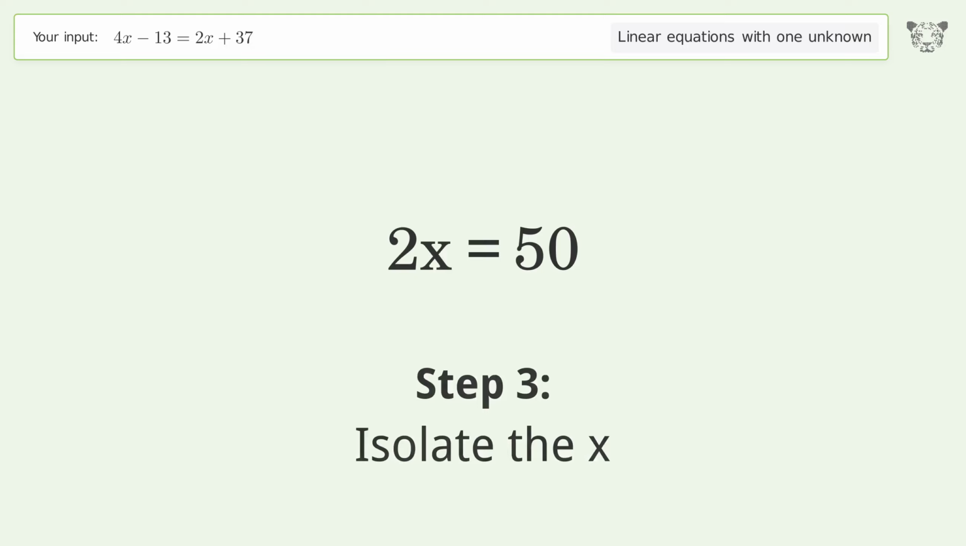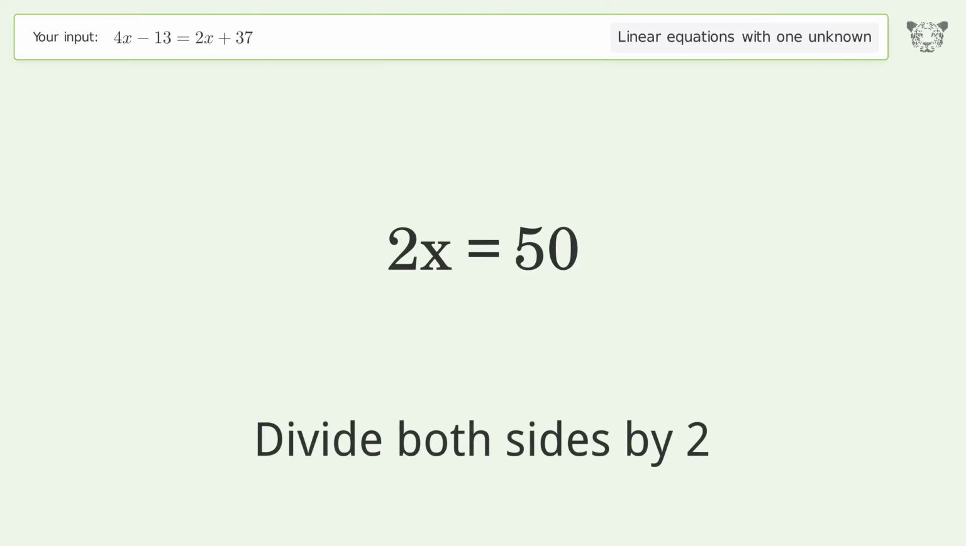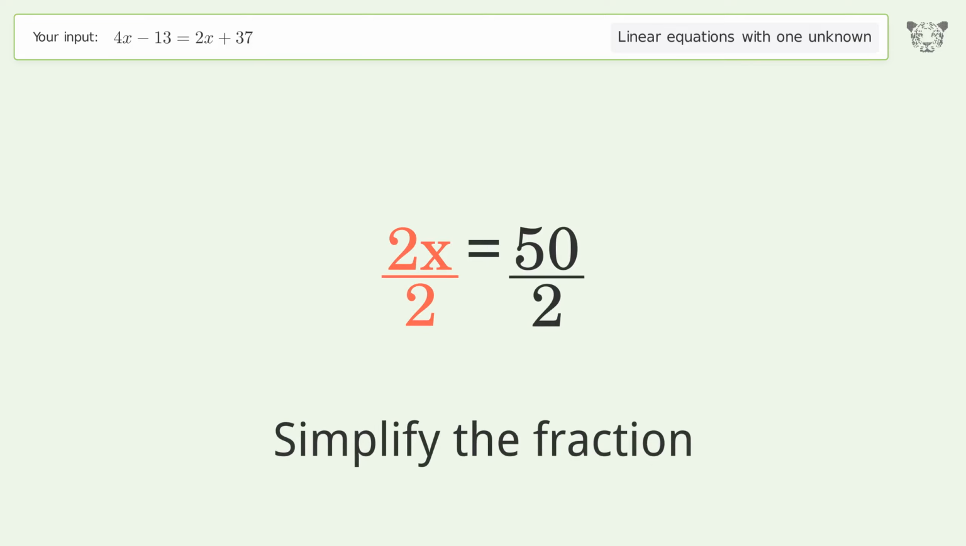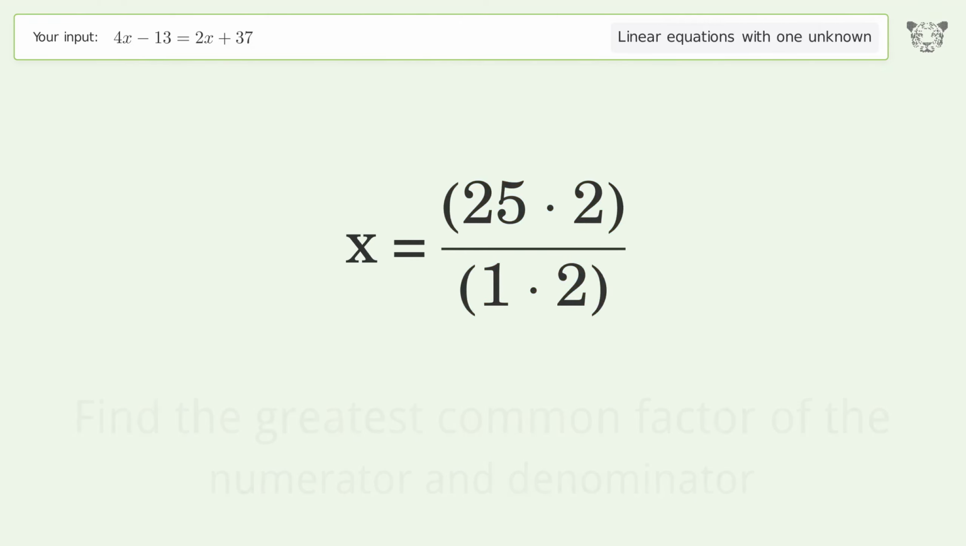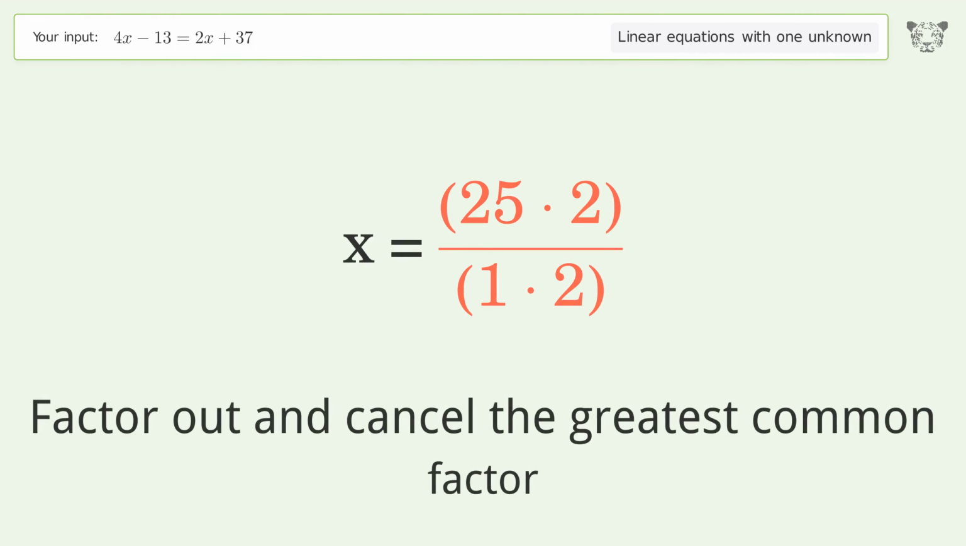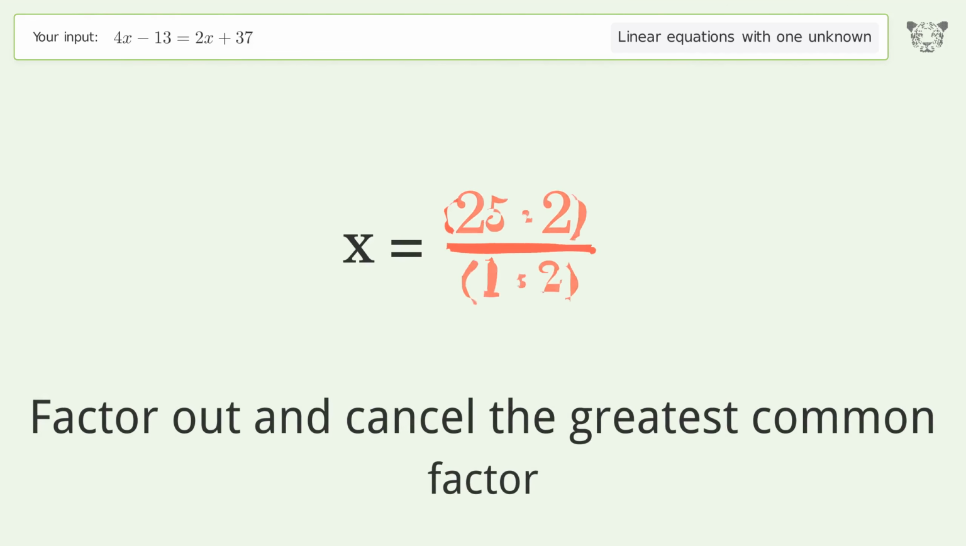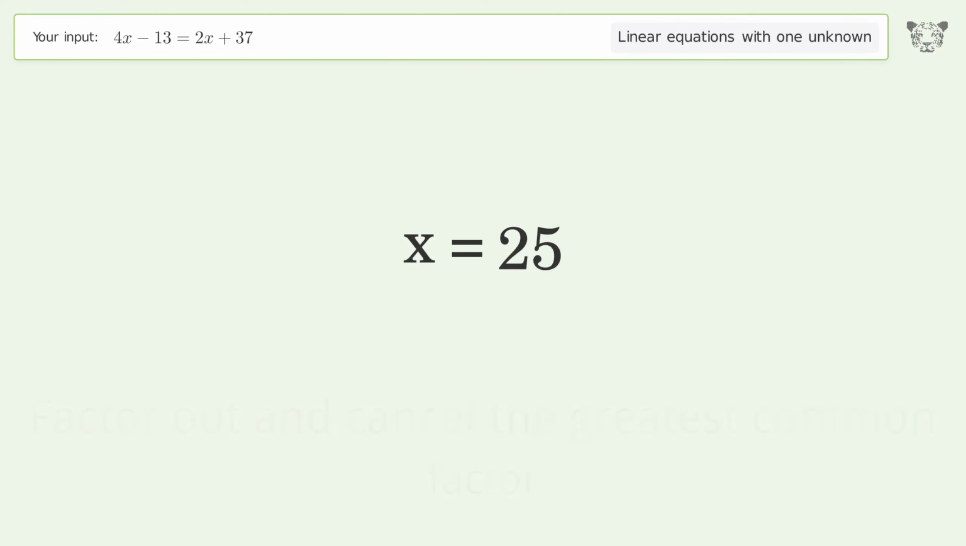Isolate the x. Divide both sides by 2. Simplify the fraction. Find the greatest common factor of the numerator and denominator. Factor out and cancel the greatest common factor. And so the final result is x equals 25.